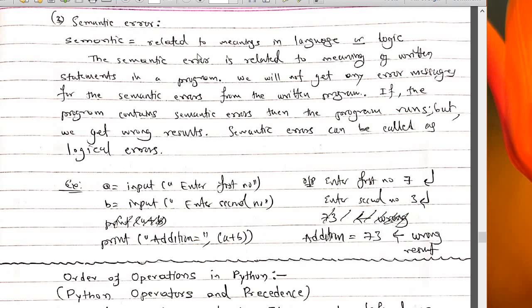This is a wrong result. The semantic error is related to the meaning of the written statements in a program. You will not get any error messages for semantic errors from the written program. If the program contains some semantic errors, then the program runs, but we get wrong results. Semantic errors can be called logical errors. Okay, I give another example for semantic error.